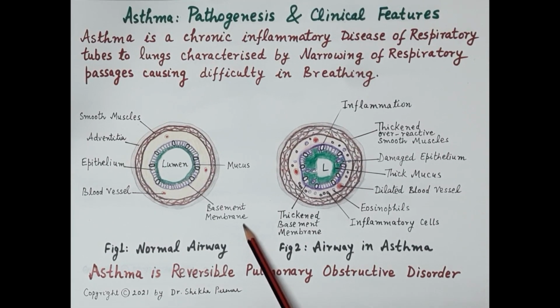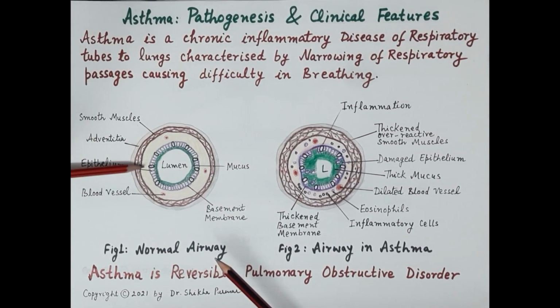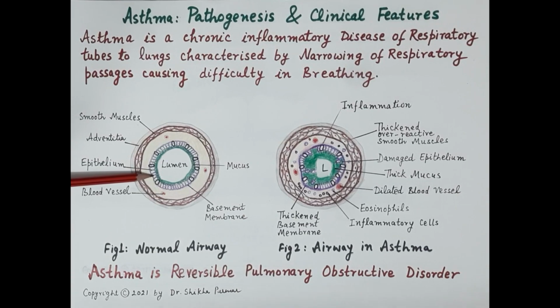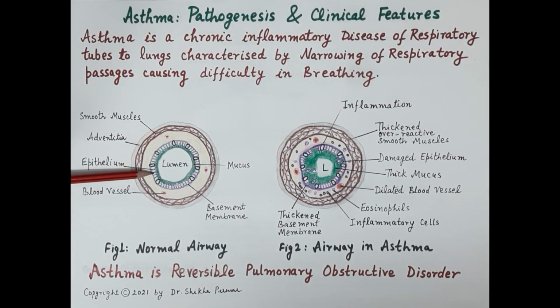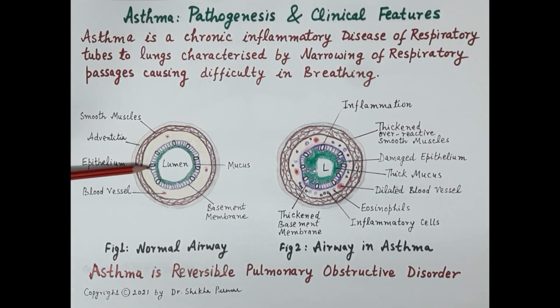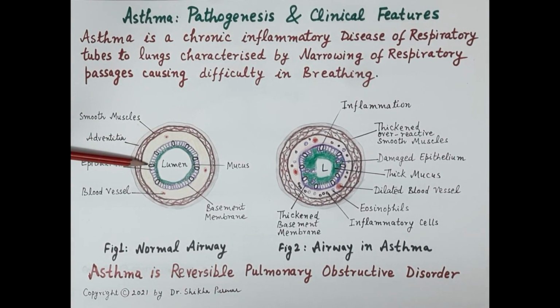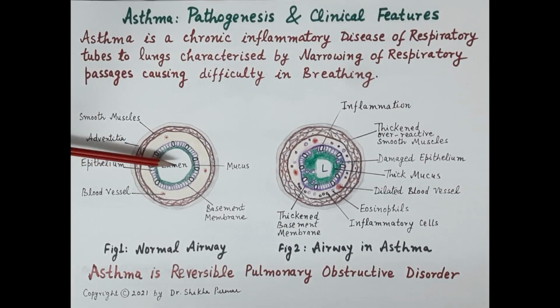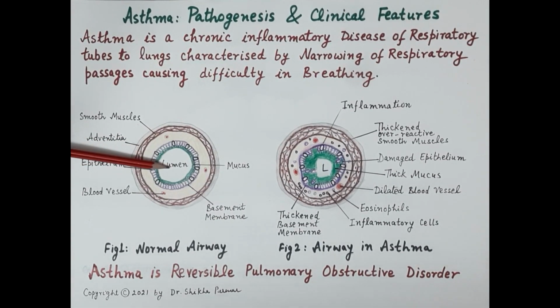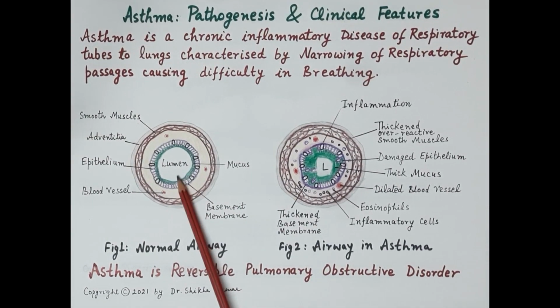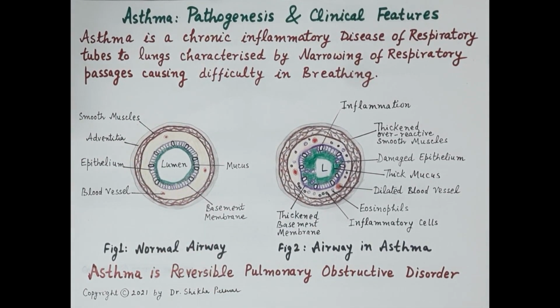Now in the mucosa, which is made up of ciliated columnar epithelial cells, are present mucus secreting goblet cells. These goblet cells are shown here in black color. Now below the mucosa is the submucosa. So this is the submucosa, and in the center is a lumen that is meant for the passage of air.